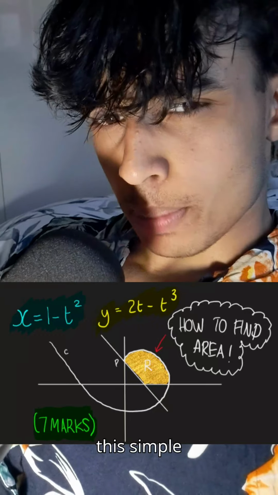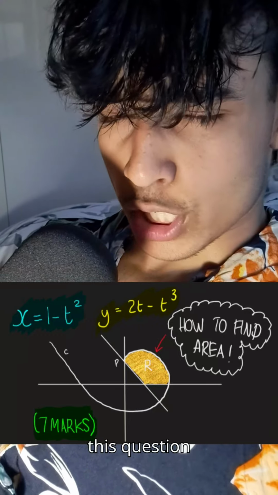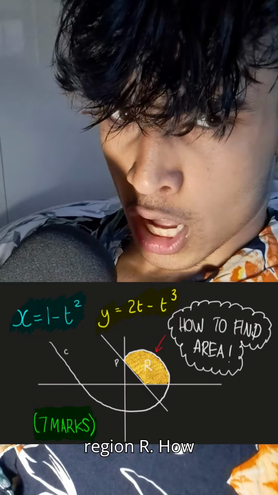Do you know how to solve this simple parametric integration question? Our main goal in this question is to find the area of the luscious region R. How do we do this?